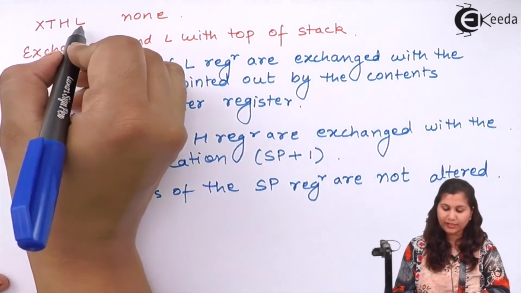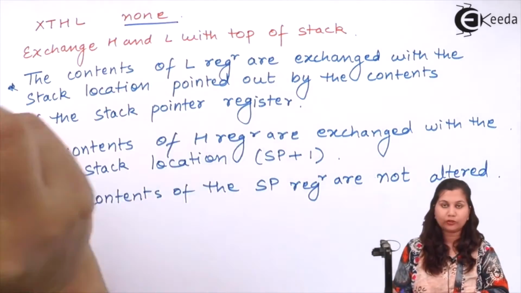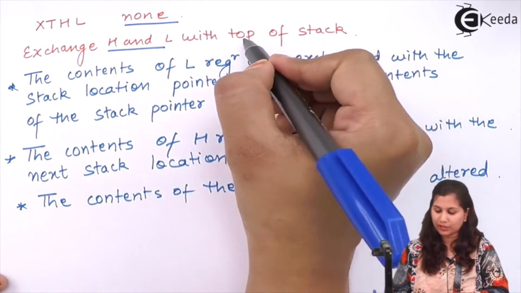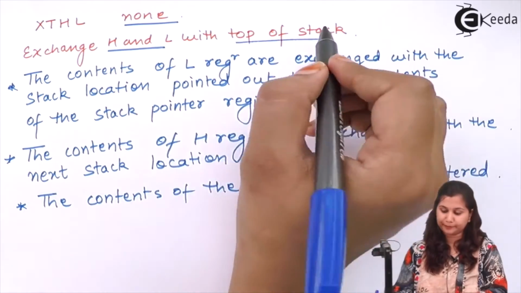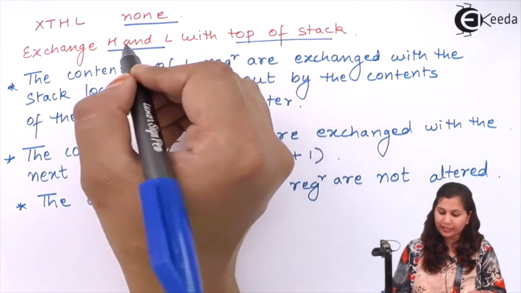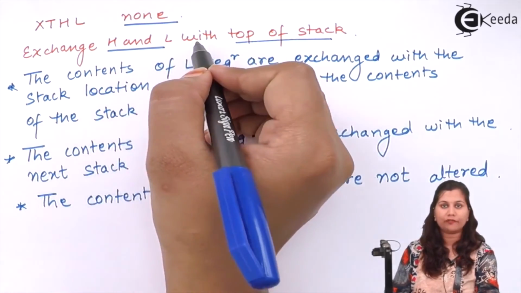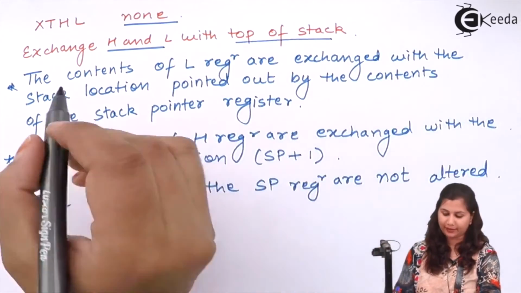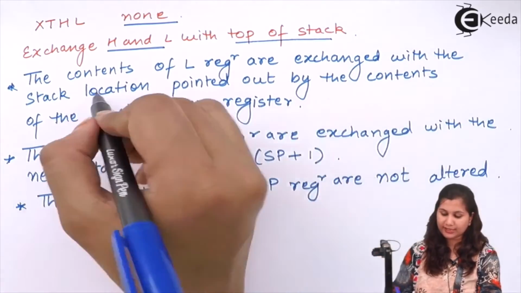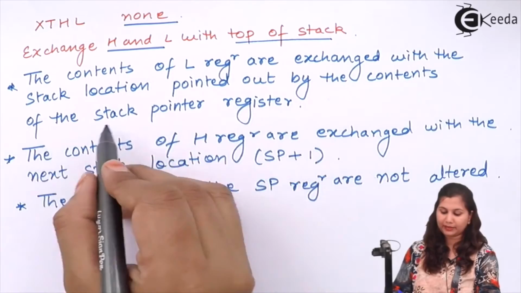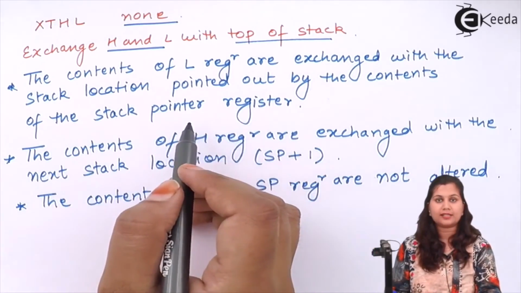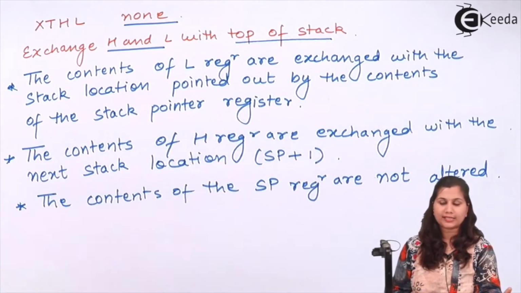So this instruction XTHL also has no operand. This instruction exchanges the contents of HL with the top of stack. The operands are specified in the instruction itself, that you have to exchange the contents of HL with the top of stack. Now the contents of the L register are exchanged with the stack location pointed out by the contents of the stack pointer register. The stack pointer register shows the beginning of the stack.